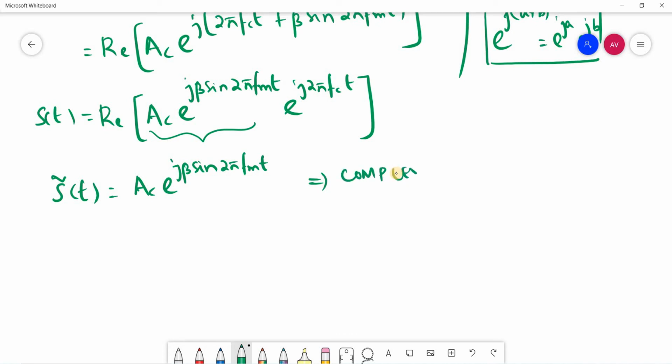This s tilde of t is nothing but the complex envelope of s of t. We will study the complex envelope in detail in the 6th semester, but for now I'll give you a brief idea about what a complex envelope is. This s of t is our modulated signal. It is a real valued band pass signal.